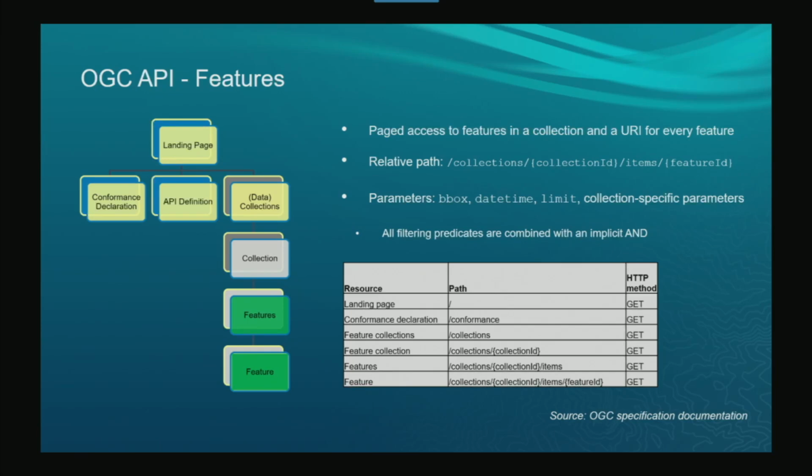Now, from an architecture perspective, we have the landing page, which is the base URL that you share with your customer or you're interested in. And we have relative paths that allow us to dig into the conformance page, the API definition. And we're going to see all of these down the road. The collections, and each collection, think of it as a layer or a set of features. And you can even drill down into the feature ID and get one polygon or one point with this architecture.